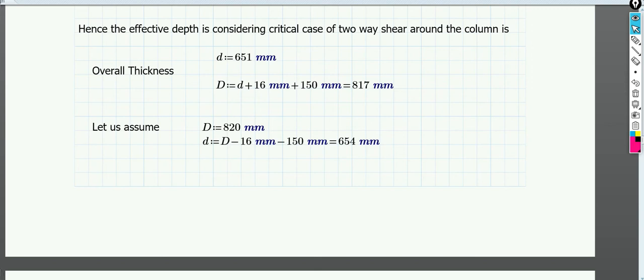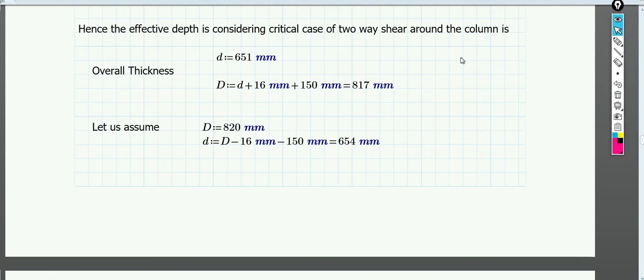Hello everyone. So today we are going to continue from the previous class for design of pile cap. In the previous class we have discussed how to calculate the depth. We have found out that the overall depth to be assumed for our case is 820 mm, and the effective depth that we have calculated is 654 mm. Now we will go for the designing due to flexure.